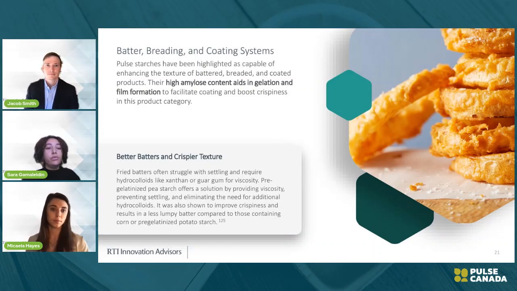Pulse starches can also be used in batters, breading, and coating systems. That's because of their high amylose contents, which aids in gelation and film formation, which facilitates coating and boosts crispiness in the final product. An example that we've seen was a mixture of pulse starches that can be used to create batters with crispy texture and eliminate the need for traditional hydrocolloids, which is an added advantage as well.